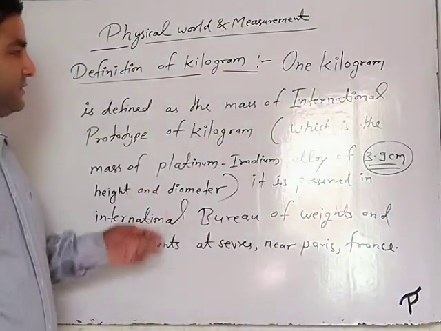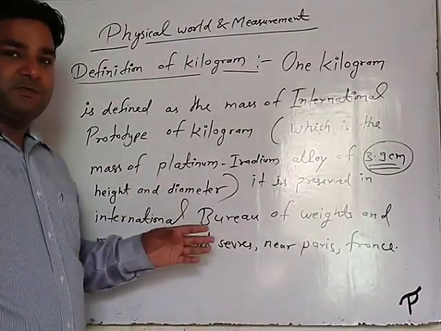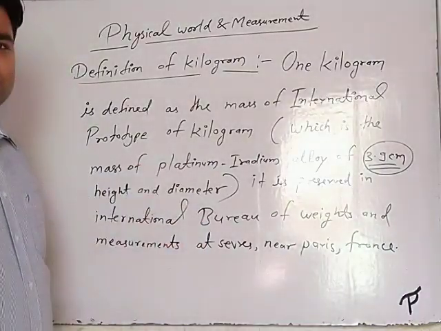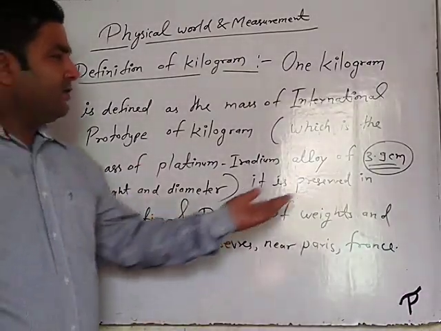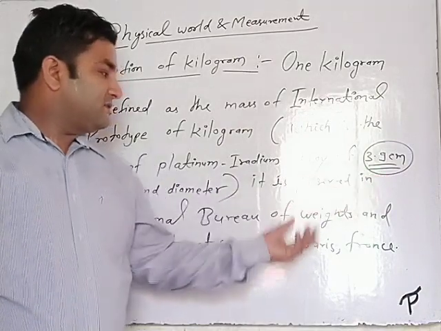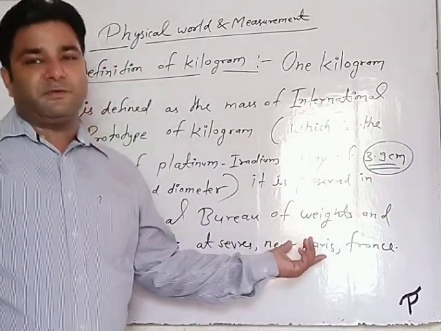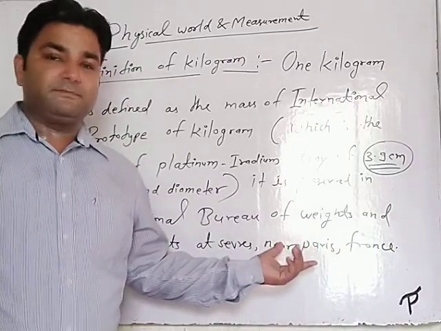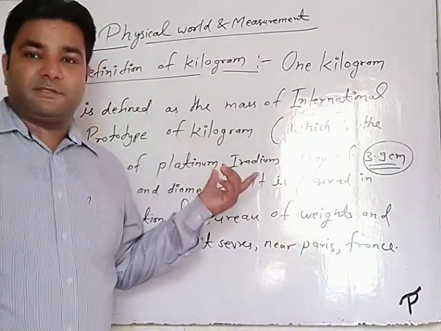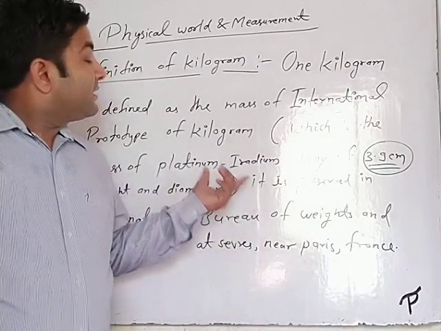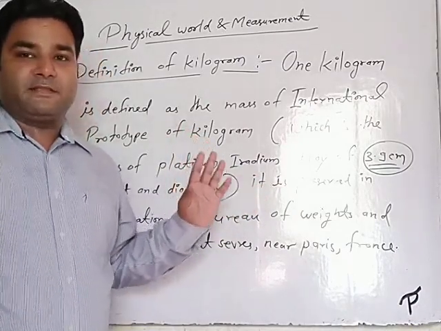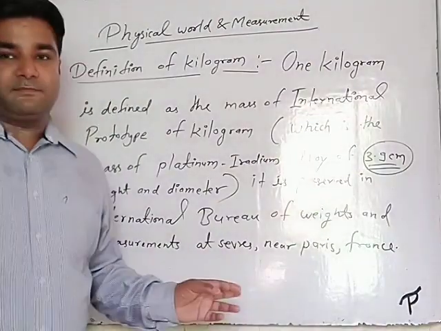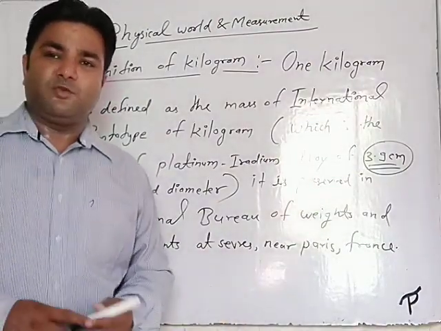This standard definition is given in all books, and you have to learn it by writing one or two times. Easily you can write only the numerical concept and the preserving concept, where the alloy is preserved. So in this lecture, only one definition, of kilogram, is explained, and that's enough for today. You will write down and learn it either two or three times, as many as you can.